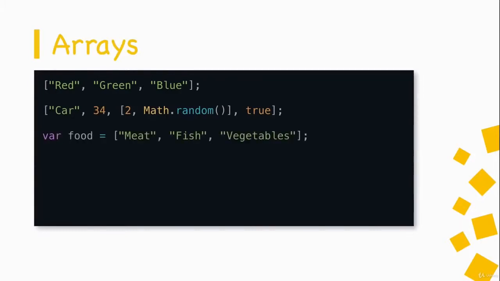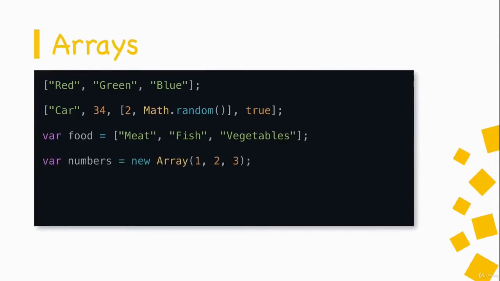Now oftentimes you'll actually be assigning an array to a variable because an array without assigning it to a variable is not very useful. So oftentimes you'll declare a variable and assign an array as its value. In this case we have the variable named food and it equals an array. And this array contains three elements. The first is the string meat, then the string fish, and then the string vegetables. So the var food equals an array which contains three elements.